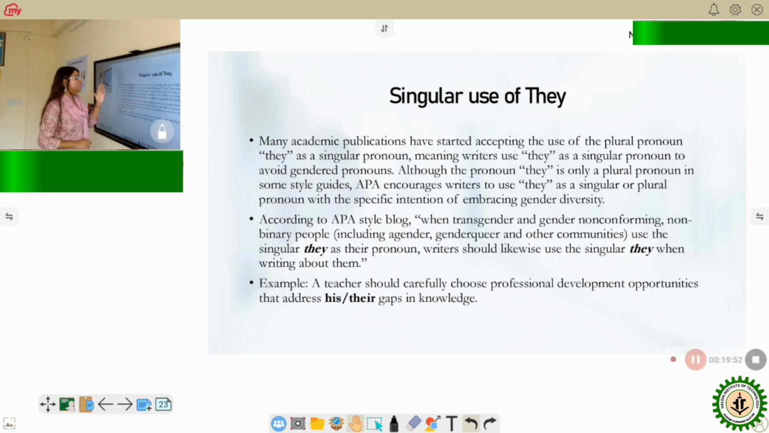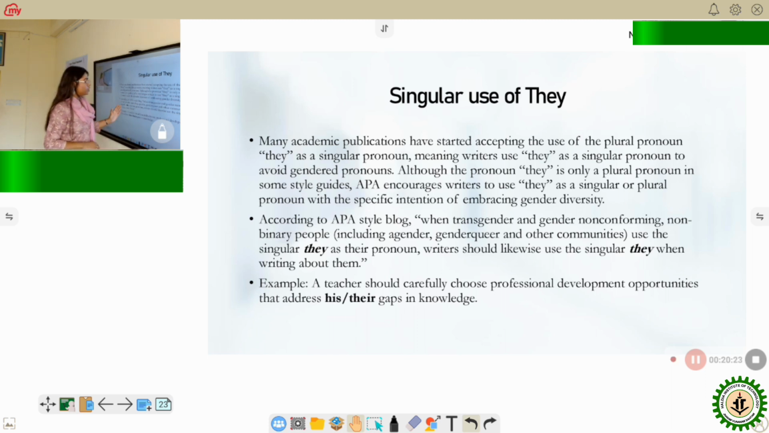So, like transgender people, gender non-conforming people, non-binary people, they don't identify themselves with a particular gender. So it will be insensitive to use he or she or any gender-based pronoun to refer to them. So in this case, we can use the singular they. So we can use they as a singular pronoun. But this is a very modern trend, and this is recommended by APA only.